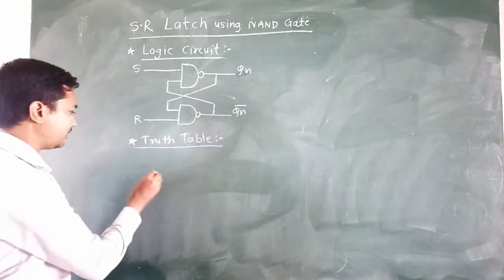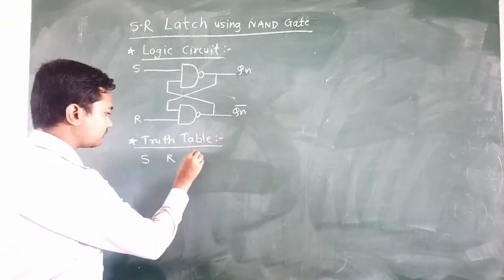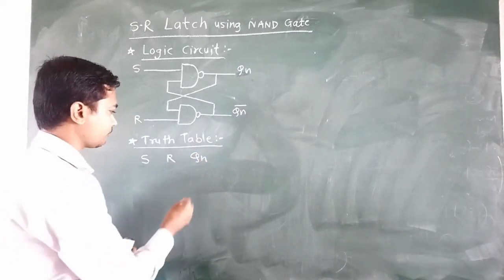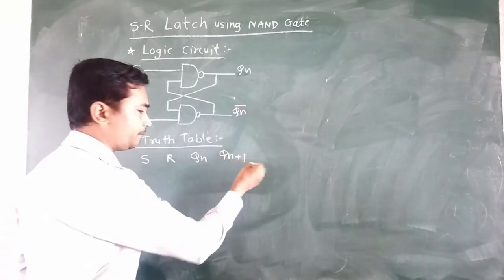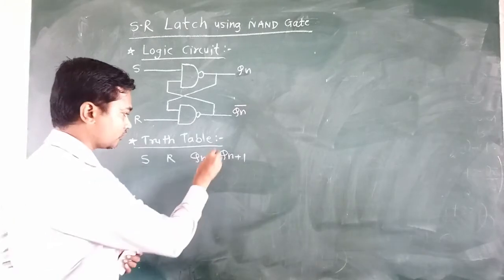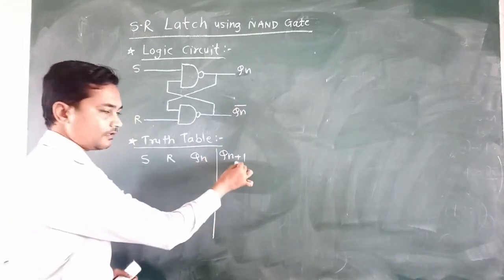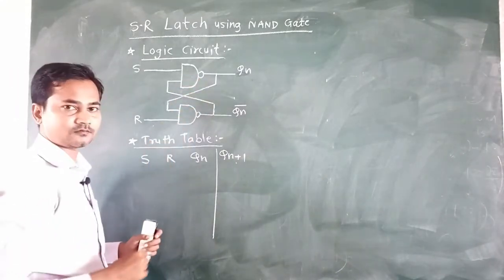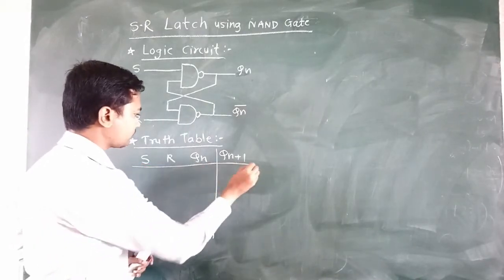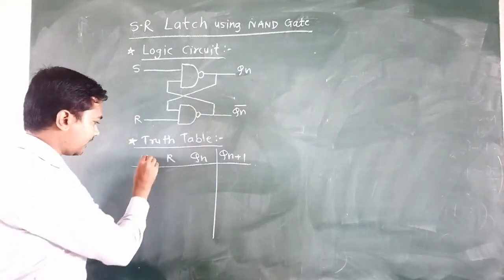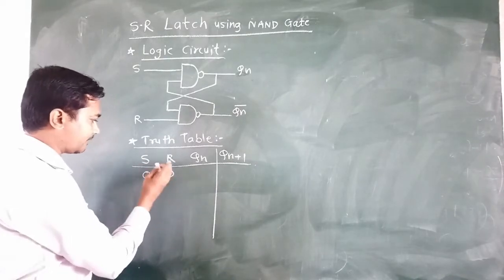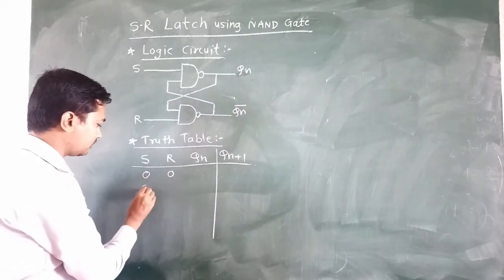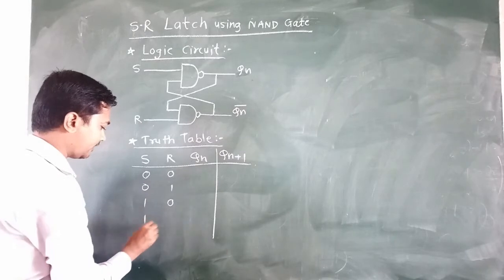So the inputs will be S, R, Qn, which are the present inputs, and Qn plus 1 will be the next state of output. Present state and next state. The present state will be the input to the other inputs of these NAND gates. Let us assume S and R: the 2 bits make 4 combinations. So SR will have 4 combinations: 0 0, 0 1, 1 0 and 1 1.